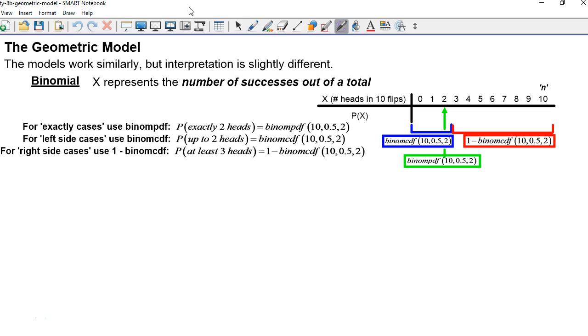So the models work similarly, interpretation's a little different. Just to review the binomial and compare it to geometric, with binomial, the random variable in our model represents the number of successes out of a total. And so, for example, if we had, say, 10 flips of a coin or something like that, and we wanted to find the probability of heads, then this would start counting at 0, and it would be 0 all the way up to the maximum number n, and we would use binomial PDF to find the probability of exactly 2 out of the 10 tosses being heads. We would use the CDF version to find the probability of up to 2 being heads, and we would use 1 minus the CDF version to find the right side of at least 3 heads.